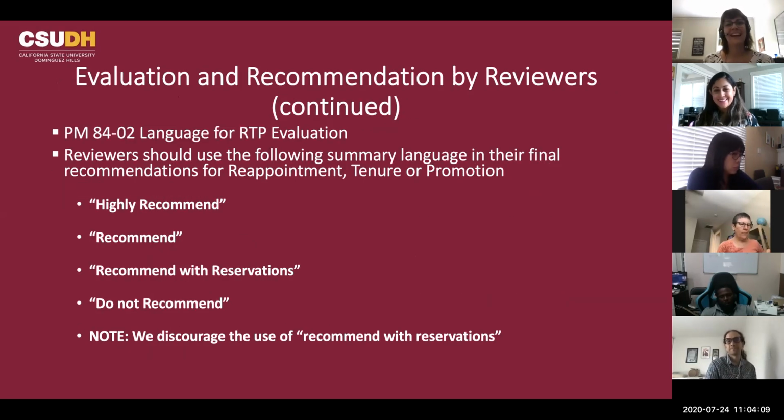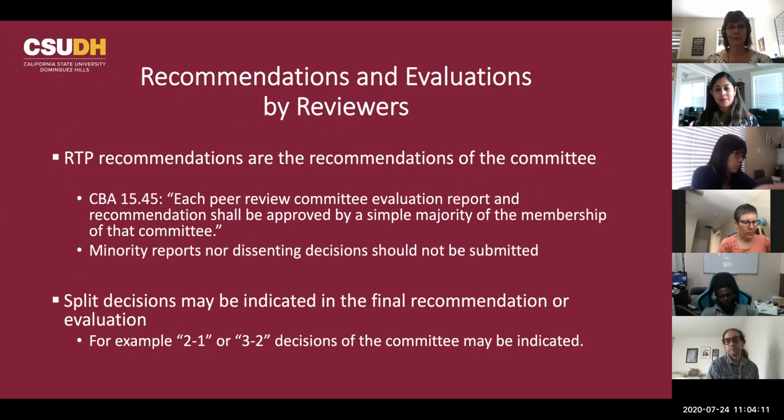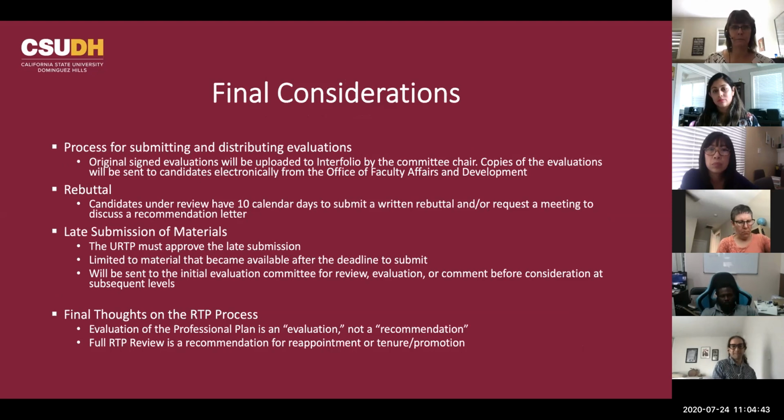Okay, so let's go forward here. Thinking about recommendations and evaluations by reviewers, the recommendations are the recommendations of the committee. Just want y'all to know that. There can be no minority reports. We do not have that provision in our RTP policy. So it's basically a simple majority. Split decisions may be indicated in the recommendation, but again, the simple majority goes.